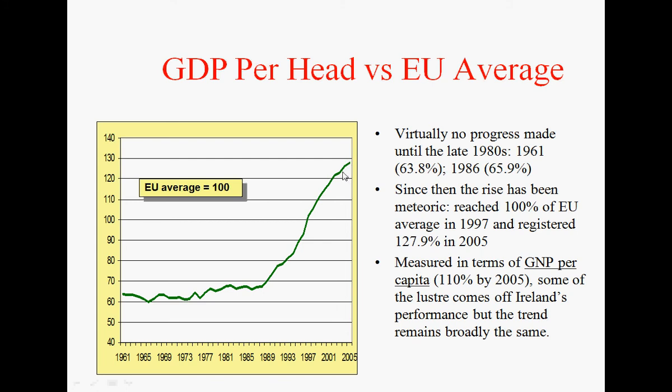But if this graph was extended, there would be a substantial deterioration in our comparison with the EU average. But you can see for large parts of economic history, development was pretty much close to zero. We didn't converge, as the growth theory suggests should happen, on the richer nations, but stayed below them until the late 1990s, and then began to grow and grow quite rapidly. So virtually no progress made until the 1980s. Since then our rise has been meteoric up to 2005, but we have fallen back since 2007.